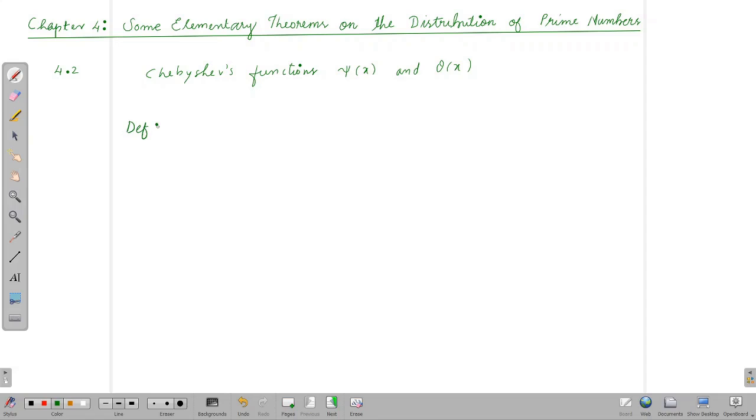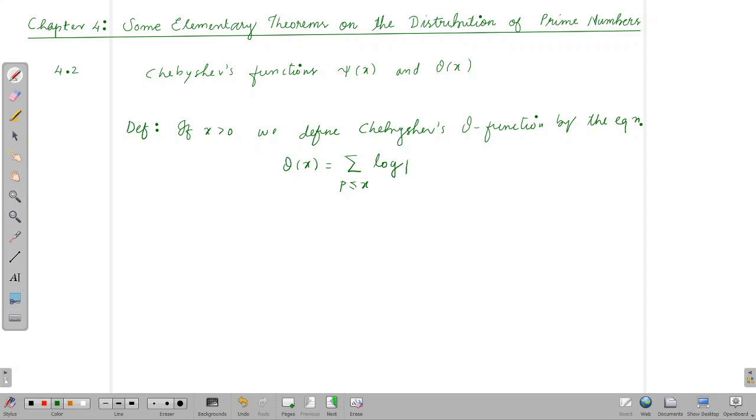Now we have the definition of the theta function. If x is greater than 0, we define Chebyshev's theta function by the equation theta of x equal to the summation over p less than or equal to x of log p. Of course, this p runs over all primes less than or equal to x.